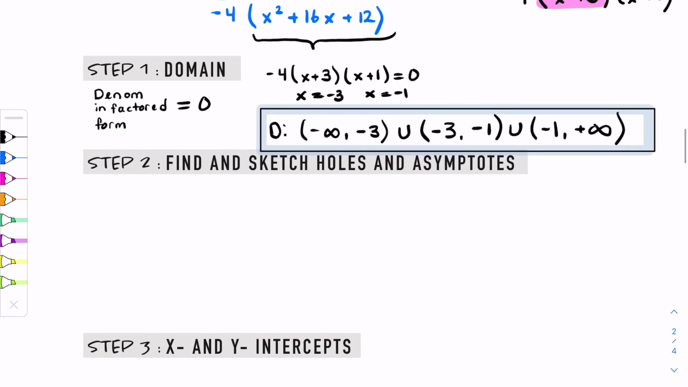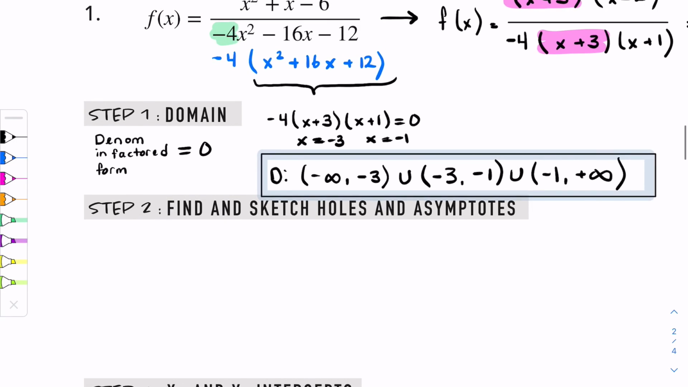Okay, next we need to find and sketch holes and asymptotes. So I'm going to start by finding the holes.